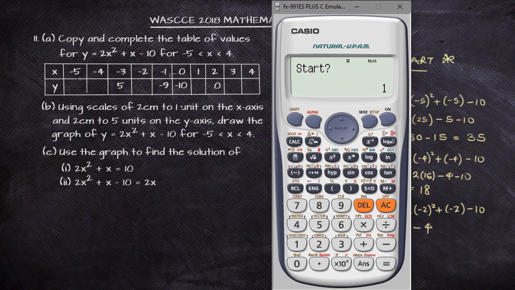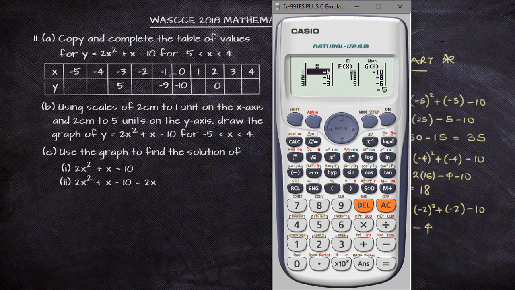I want to start from minus 5, so I press minus 5. I want to end at 4, so 4. And the step, the increment, is 1, because minus 5 to minus 4 is 1, and on like that. And now, voila, once I press equal to, my table is out for me. Now, x is showing the values that I'm inputting. Function of x is 2x squared plus x minus 10, and g of x is 2x. And easily with this, I've generated a table.